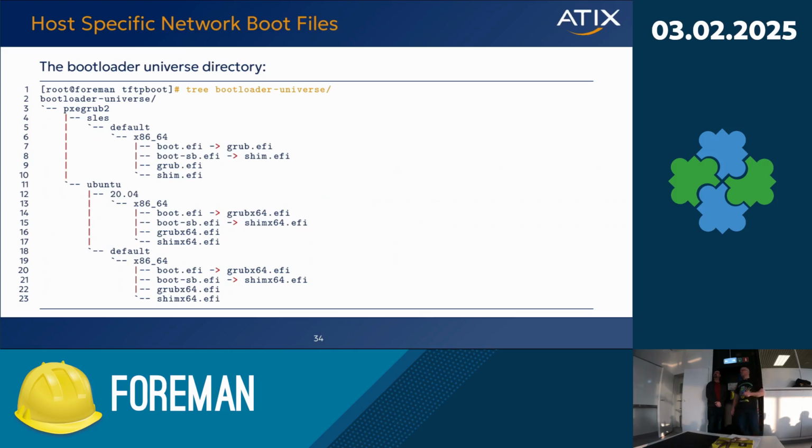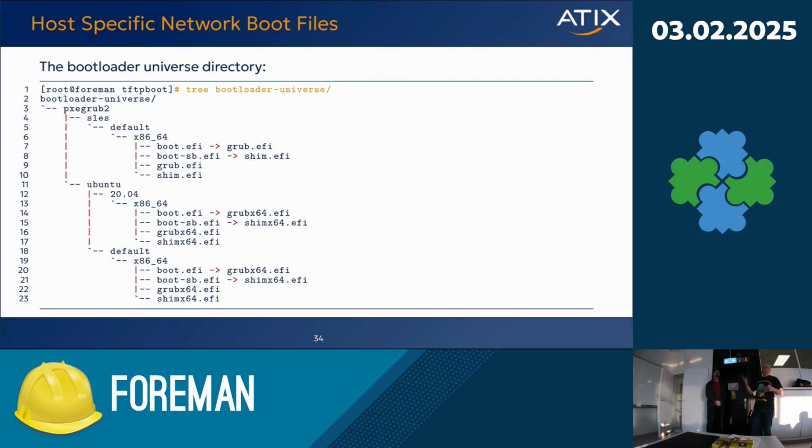So there are two implementation details we want to share with you. We need operating system version specific boot files for all operating systems we want to deploy. And we call this directory the bootloader universe, the universe where all the bootloader files are. So we have a bootloader universe inside the TFTP root.